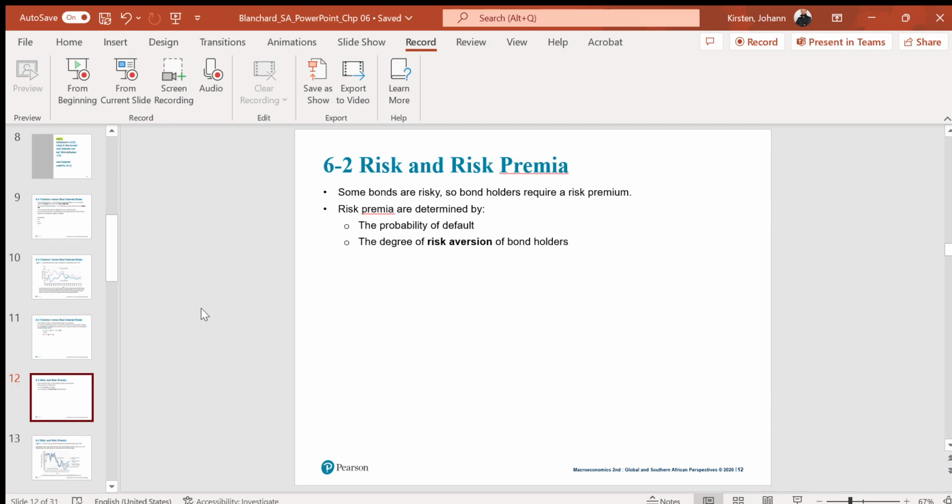Okay. Some bonds are risky, so bondholders require a risk premium. Risk premiums are determined by the probability of default, like I said, and the degree of risk aversion of these bondholders. So maybe your society does not want to hold a lot of risky bonds because of uncertain times, then you will have to increase your risk premium to help them hold these bonds.